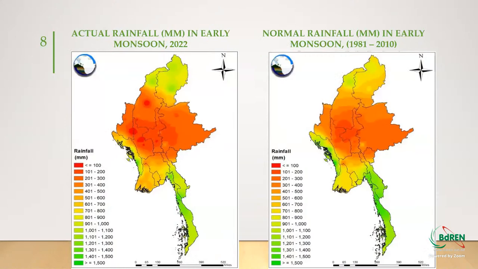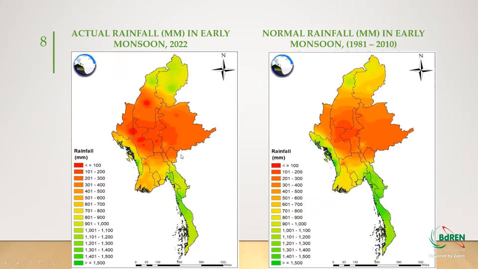In this slide, on the left-hand side we have the observed rainfall in the early monsoon this year, and on the right-hand side is the normal. When we compare these two maps, we can see that in the northwestern part of Myanmar and central Myanmar, we observe below normal rainfall. But in the northern part of Myanmar, Kachin state, compared with the normal, it is above normal. Other parts are in normal condition.